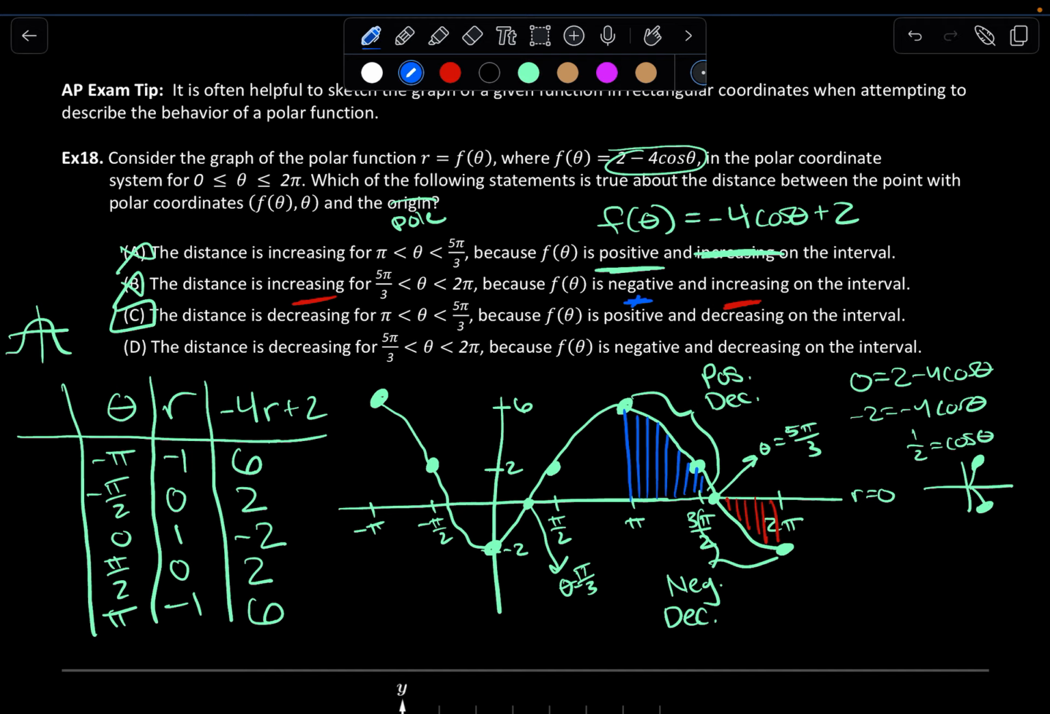In part D, it says that f is negative and it's decreasing. If I multiply these together, I should get a positive, which is not true, all right? This says decreasing, so that one is not true. So the answer is C.